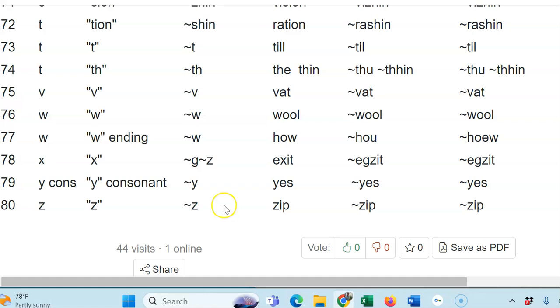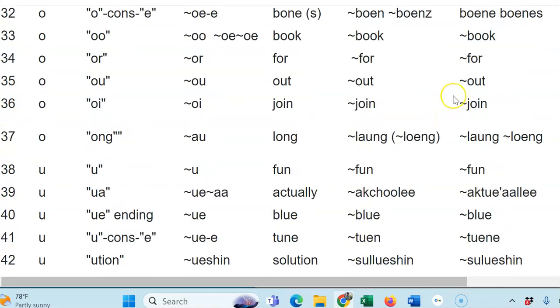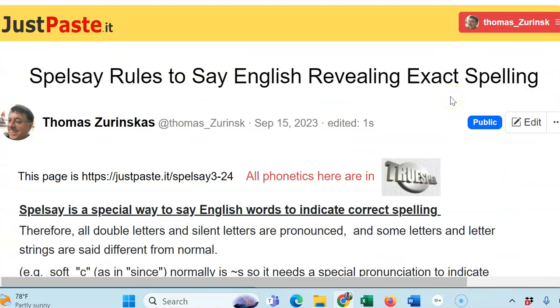So enjoy Truespel with Spell. Not Spell, Spelsay. It used to be Spell. Spelsay, the Spelsay rules to say English, revealing exact spelling.